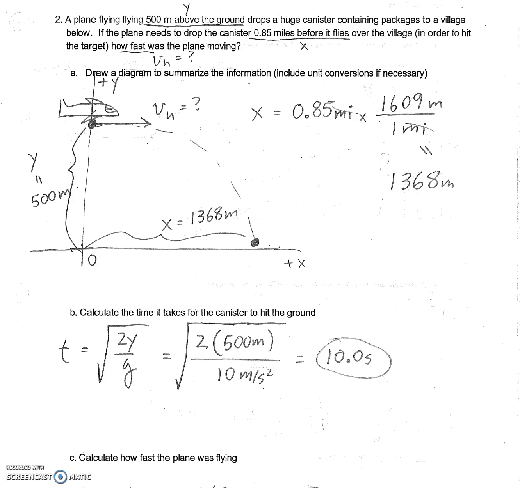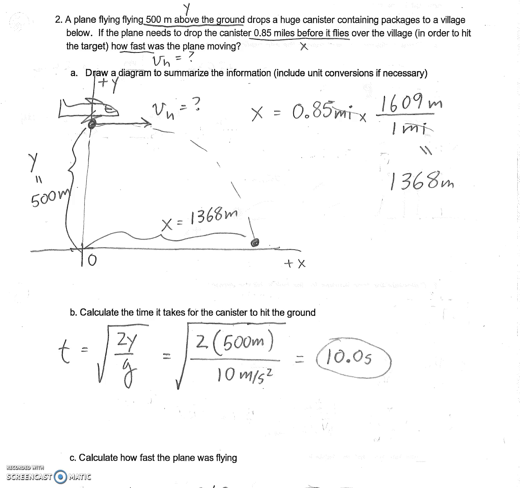So we do have to do a conversion before we can do our problem. We have 0.85 miles, which we want to get to meters. If we look back at the conversion factors, we know that there are 1,609 meters per mile. So 0.85 miles equals 13.68 meters. Okay, so our horizontal velocity is what we're trying to find. Our vertical distance, or our y value, is 500 meters.